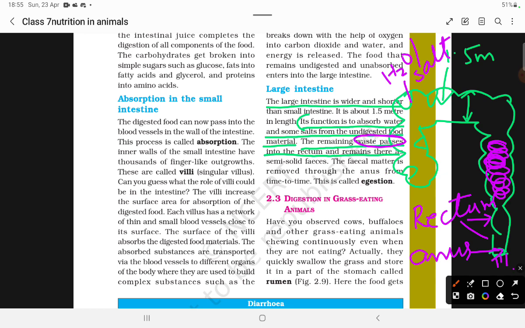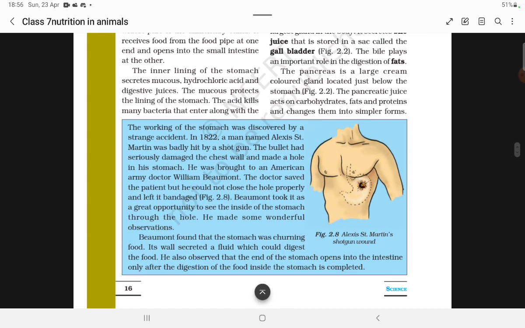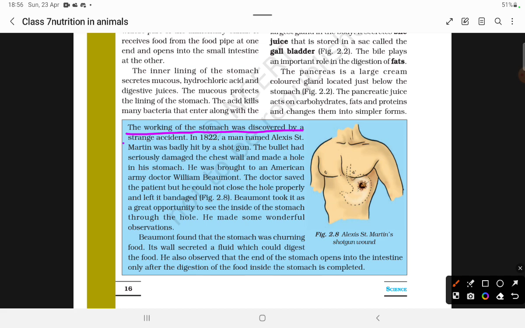Now let me tell you one very interesting feature, a small story regarding a doctor and a patient. You just need to know how food is moving into our body. The working of the stomach was discovered by a strange accident.